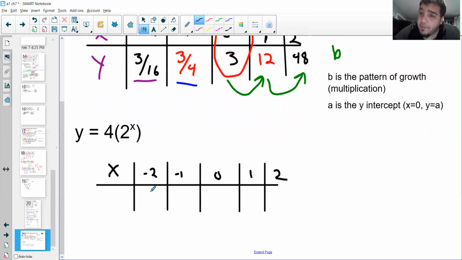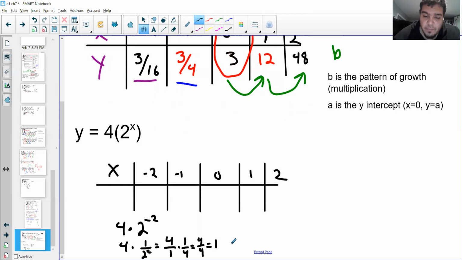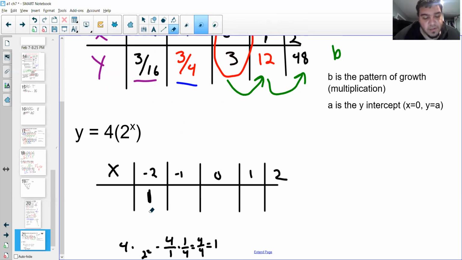Now, let's say I found the first point. So 4 times 2 to the -2 power. That's 4 times 1 over 2 to the second power. 4 over 1 times 1 over 4. 4 over 4 equals 1. So I know I could just put a 1 here. Actually, I shouldn't erase that. I'll keep the work there.